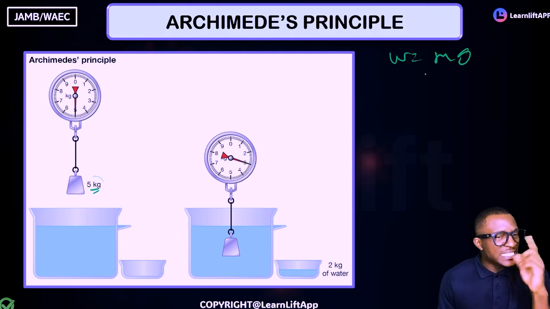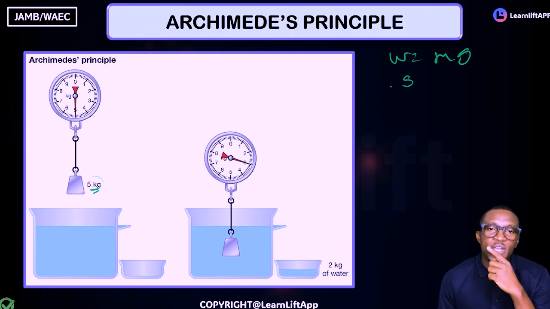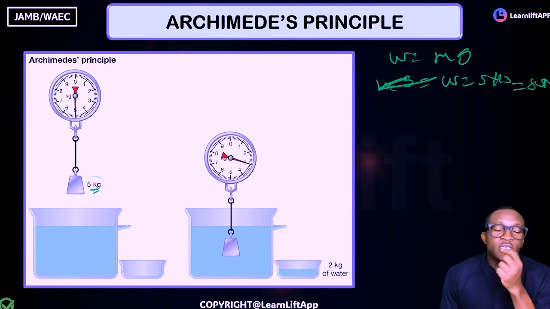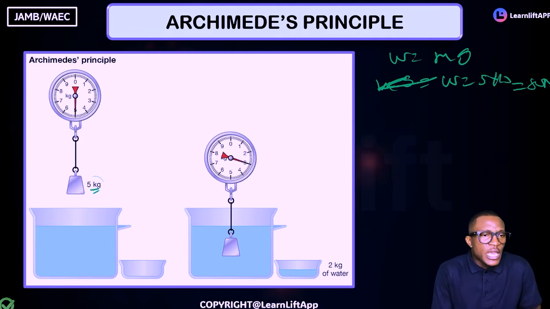So if the mass is 5 kilograms, what will be the weight? The weight will be equal to 5 times 10, which is 50 Newton. So the actual weight of this body is 50 Newton. The body is heavier, it's still 50 Newton. It's coming down. When we put it in water, what do you see happen?